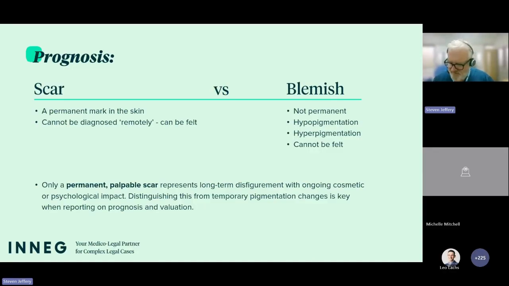So again, if your surgeon gives you a report that's done remotely, they should say that they can't really distinguish between a scar and a blemish. I mean, there are some photographs where it's barn door obvious that this is raised, like some of the ones I showed you earlier. But when it's more subtle than that, then you can't really tell. Therefore, you can't give a full prognosis.